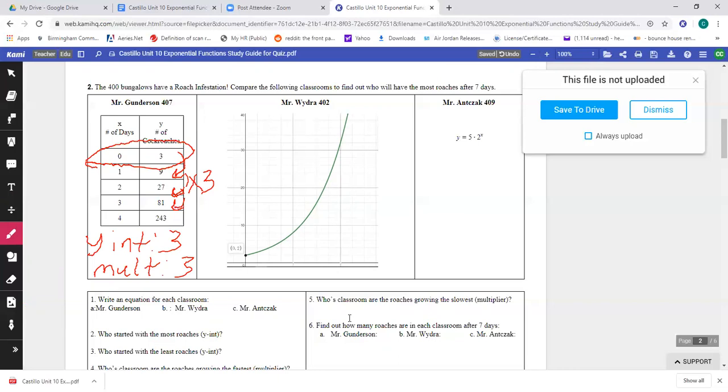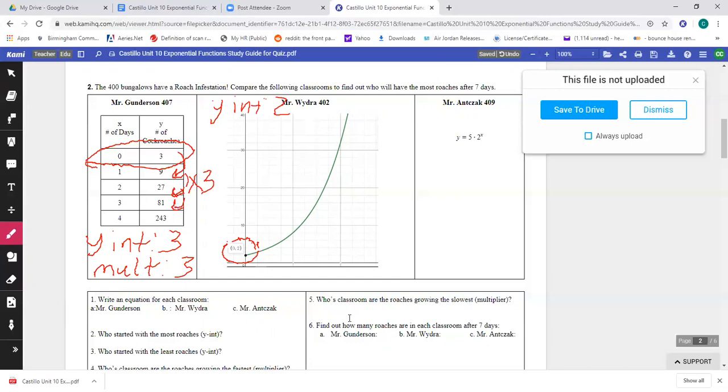Now let's look at Mr. Wydra's room. So here, remember the y-intercept is wherever the graph crosses the y-axis. So my y-intercept here is 2.